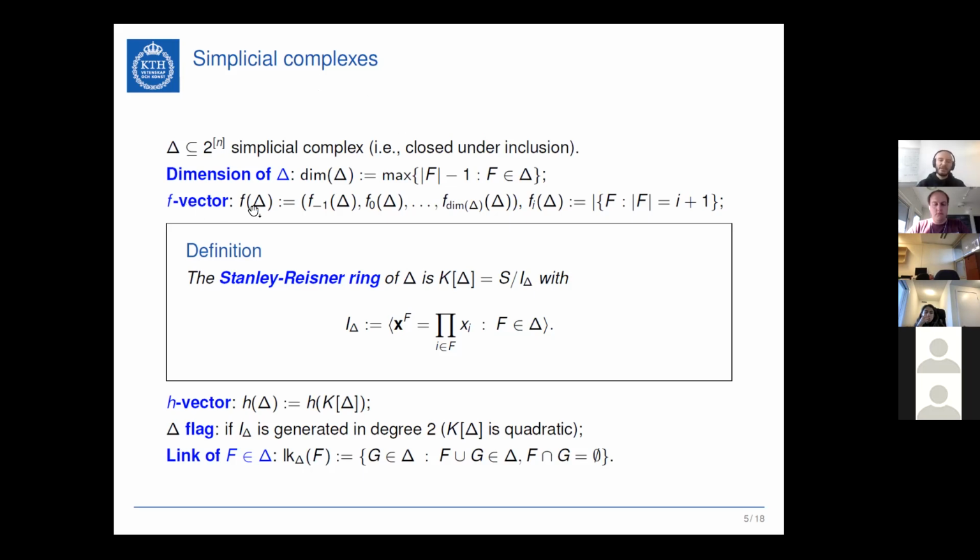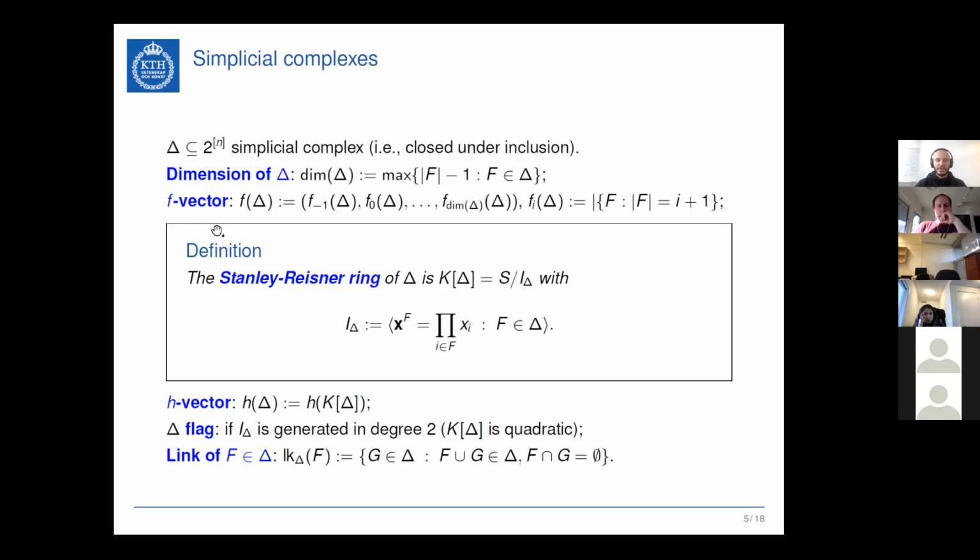Again, we have numerical invariants for simplicial complexes as for algebras. In particular, the most obvious thing to do is to store the number of faces in each dimension in a vector. This is called the F vector. So f_i counts the number of faces of dimension i, or equivalently of cardinality i plus 1.